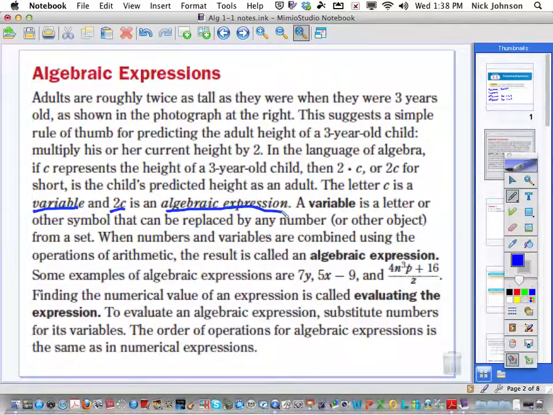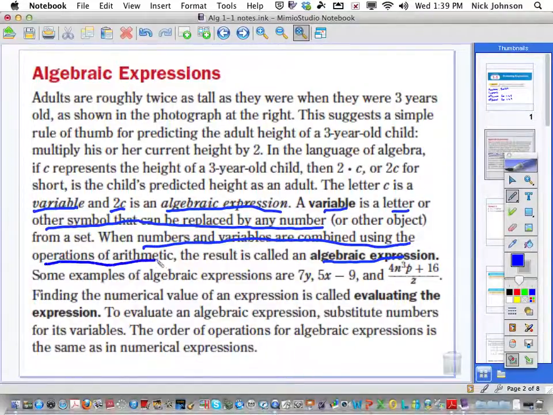Okay? A variable, and you're going to want to write this down, is a letter or other symbol that can be replaced by any number or other object from a set. When numbers and variables are combined using the operations of arithmetic, the result is called an algebraic expression. So my algebraic expression is when numbers and variables are combined using operations of arithmetic.